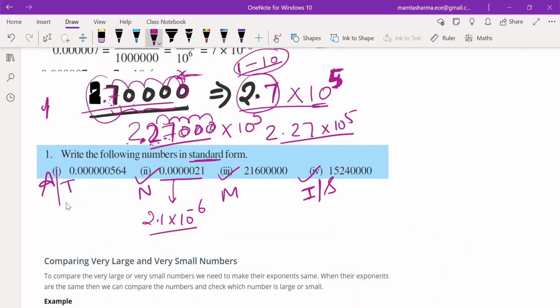Manideep: 2.16 into 10 to the power of, ma'am. 2.1. 2.16 into 10 to the power of minus or plus? Inaya wrote the answer 10 to the power of 7, ma'am. 10 to the power 7. Yes, ma'am. 1, 2, 3, 4, 5, 6, 7.